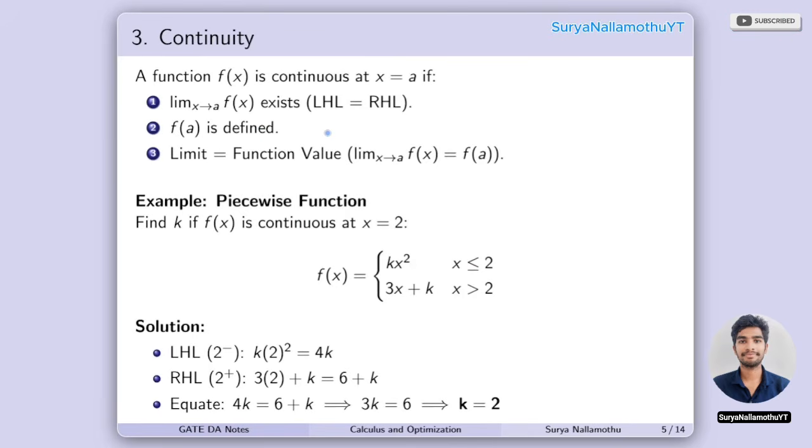A function f of x is continuous at x equal to a if the limit of x tends to a of f of x exists. It means the left hand limit is equal to the right hand limit. You must check this condition. Then f of a is defined, and the limit is equal to the function value. So by applying the function value, it must be equal to the limit. By satisfying these three conditions, we say that it is continuous.